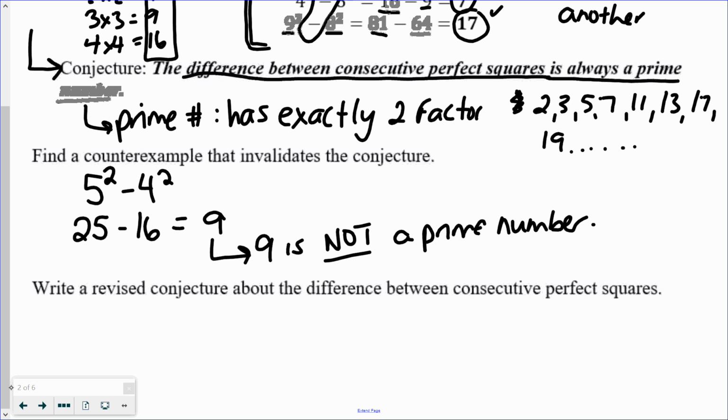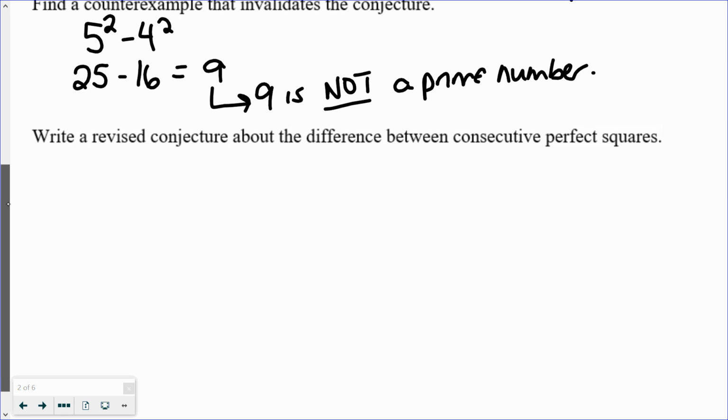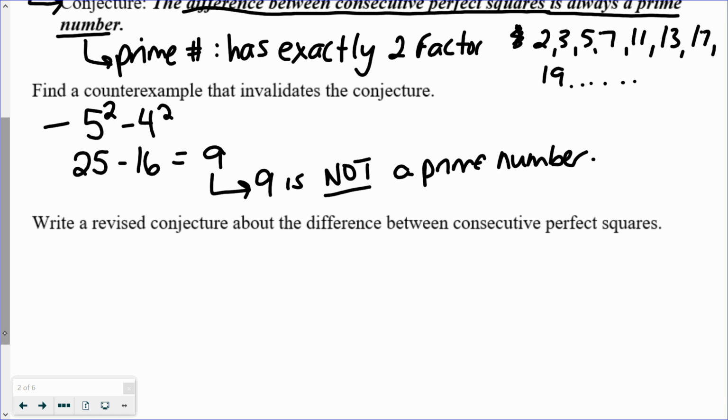So a revised conjecture, so something we could write about the difference between consecutive perfect squares. Well, now we can write a new conjecture. Again, this is kind of our guess, so we don't know if it's true in all cases, but based on the evidence that we have, we know hers was false. So we could write a new one, just recognizing from the now 4 examples that we have, 1, 2, 3, 4.